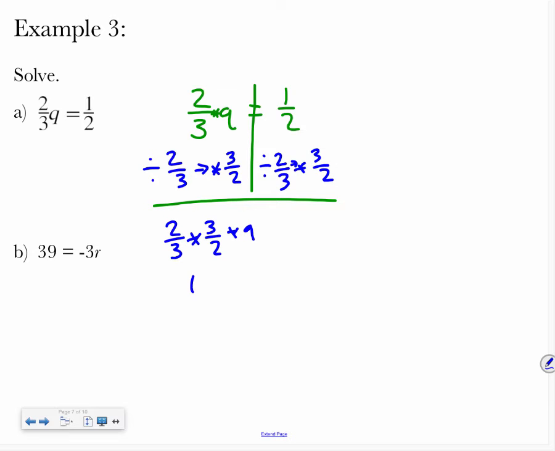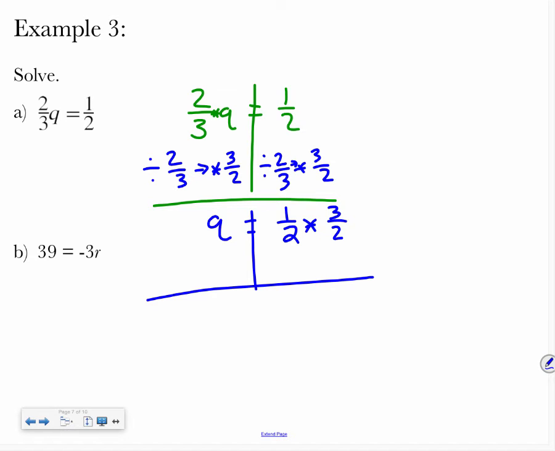2 times 3 gives me 6. 3 times 2 gives me 6 times q. 6 over 6 is just 1 q, which we can just write as q. Okay, so I'm going to erase this and just write q. I just wanted to show you how we got to that point. So now we have q equals, and we have 1/2 times 3/2.